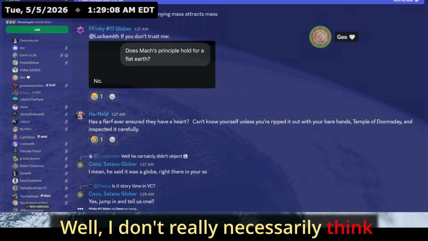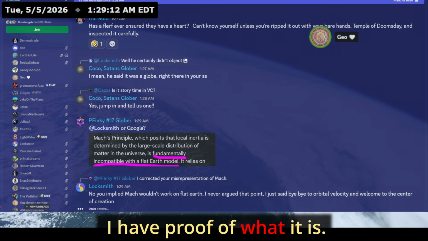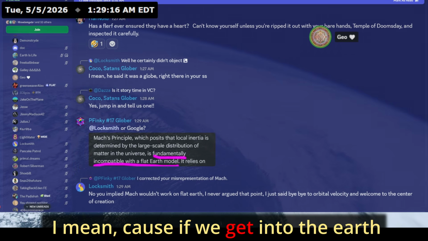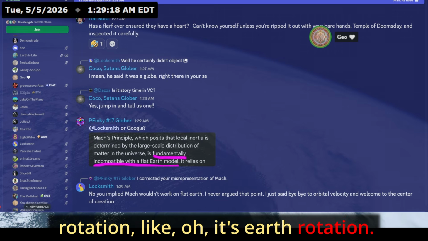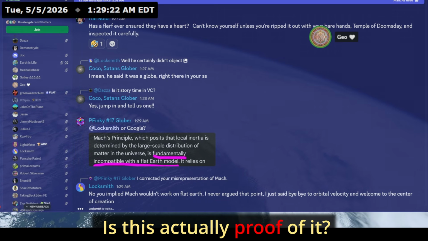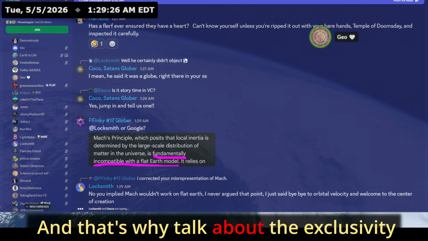Well, I don't really necessarily think this is an argument, as if we're debating. So I'm not telling you that I have proof of what it is. It's more of just a discussion on what it could be. Because if we get into the Earth rotation, like, oh, it's Earth rotation, well, then we have to get into, is that actually what it is? Is this actually proof of it? Or are any of these things actual proof of one or the other? And that's why we talk about the exclusivity.